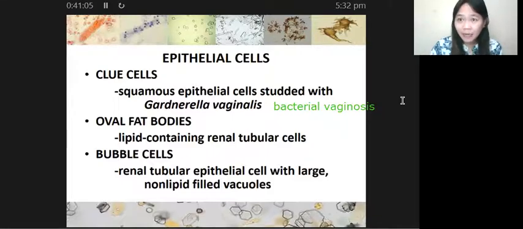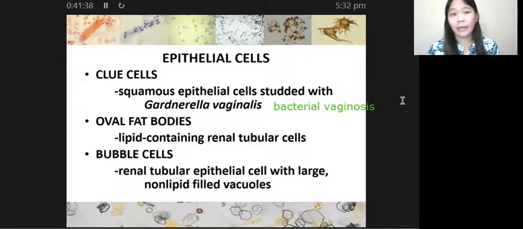Nasa vagina. Vagina ang pinag-uusapan natin dito. Okay? And so, anong epithelial cell ang nasa vagina? Squamous epithelial cell. So, kung squamous epithelial cell ang nandun, anong epithelial cell ang malalagyan ng Gardnerella vaginalis? Siyempre si squamous lang, okay? Hindi naman magta-travel ang Gardnerella vaginalis pataas, 'di ba? Hindi naman siya pupunta doon sa taas kasi nga bacterial vaginosis 'yan. Okay? And so, squamous epithelial cell lang po.